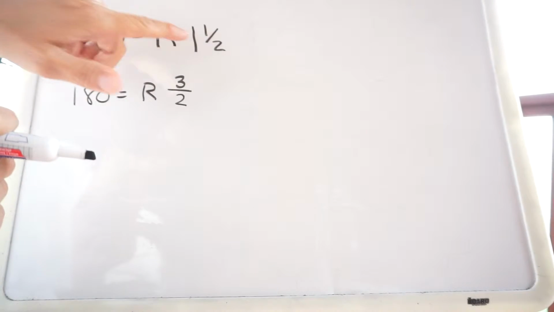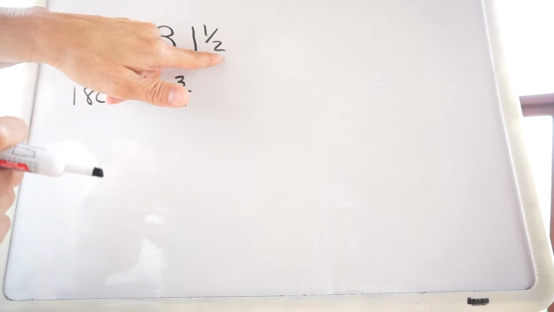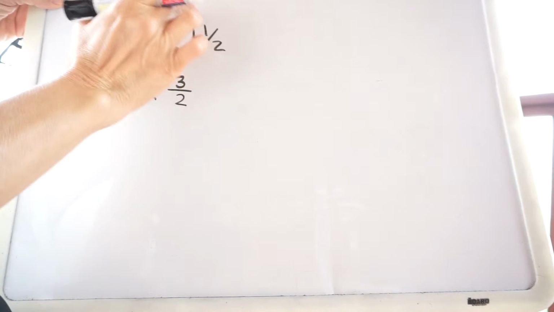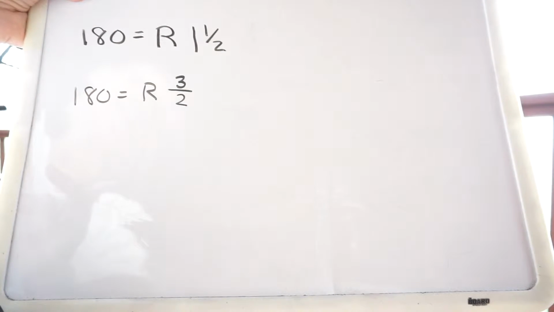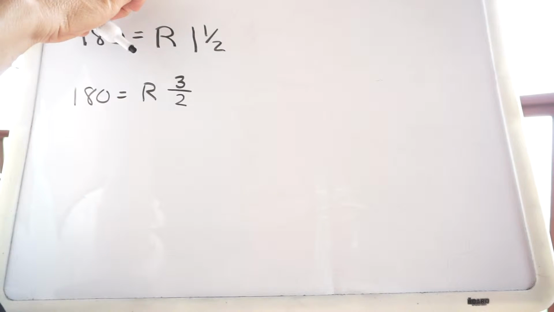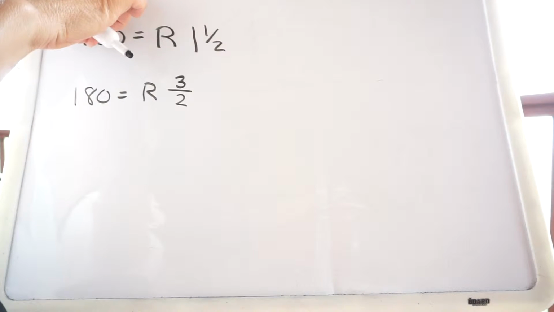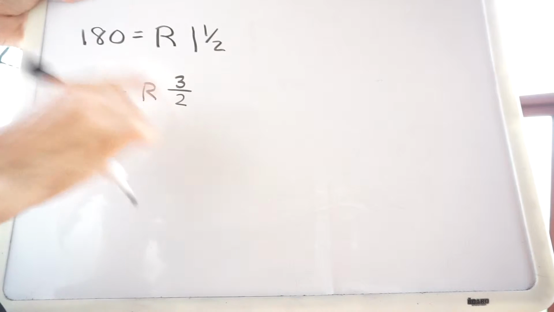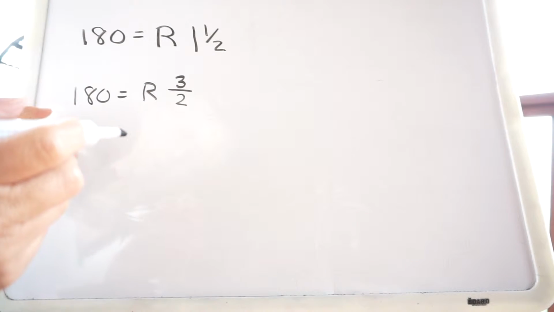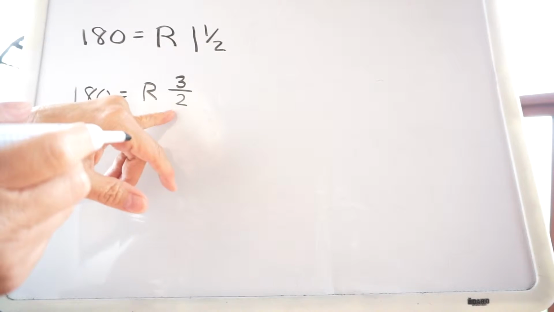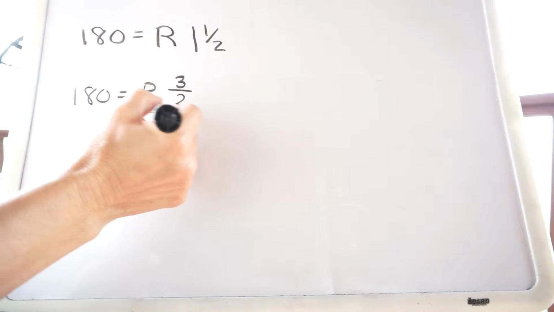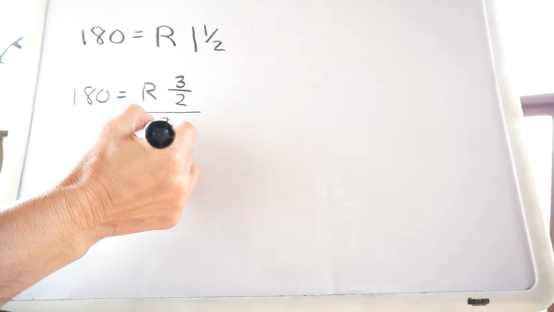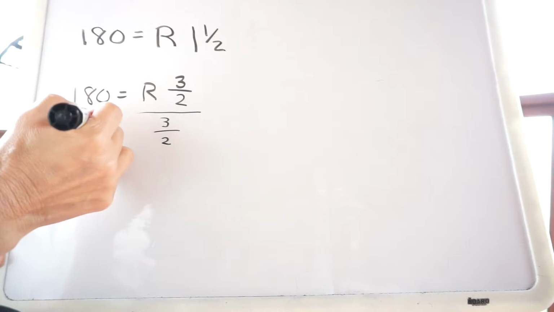And again, the reason that we're doing this is we're looking at how many halves do I have? Well, you figure out how many halves you have in the number of wholes that you have. You have 2 halves in this 1 whole, and then how many halves do you have left over? 1, so you have 3 halves. All right, so now we have 180 equals R times 3 halves. Well, how do we get this R by itself? Technically, we're going to divide both sides by 3 halves.